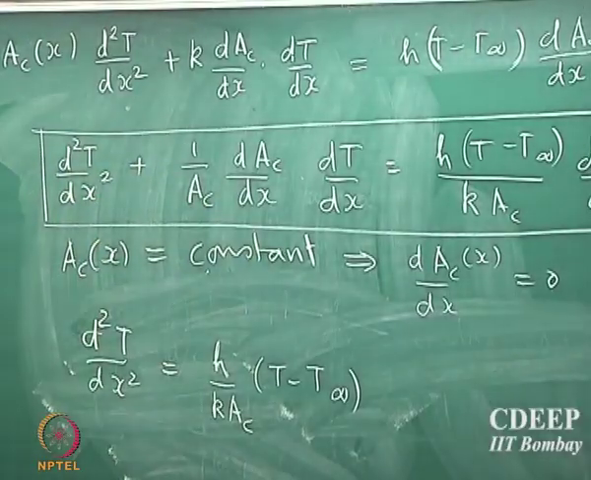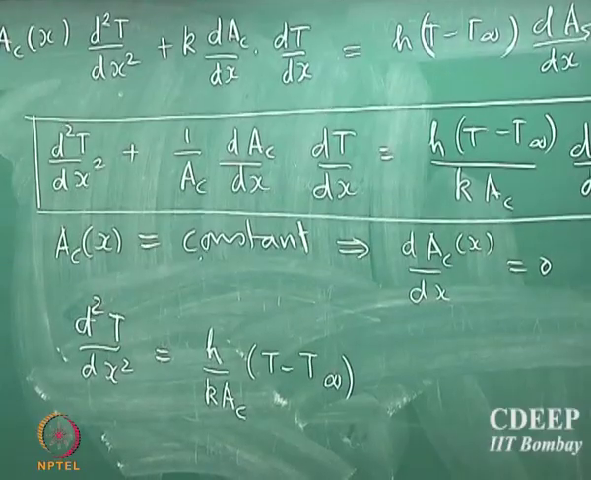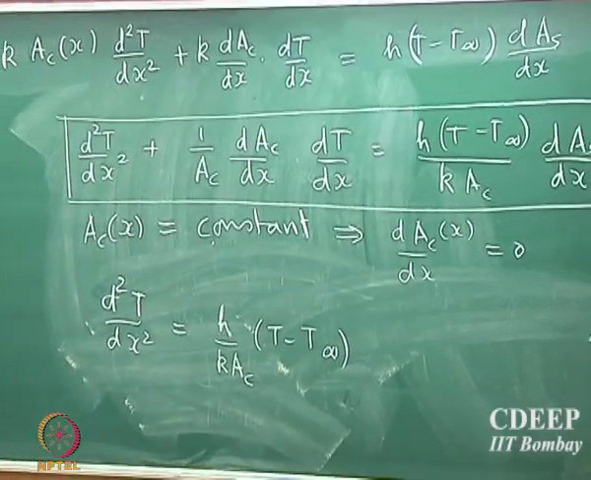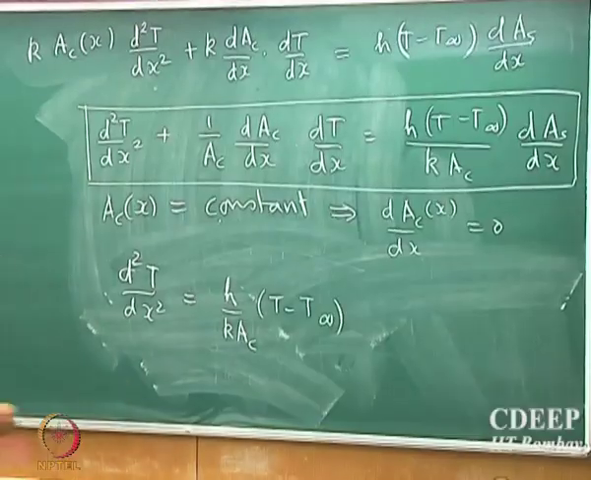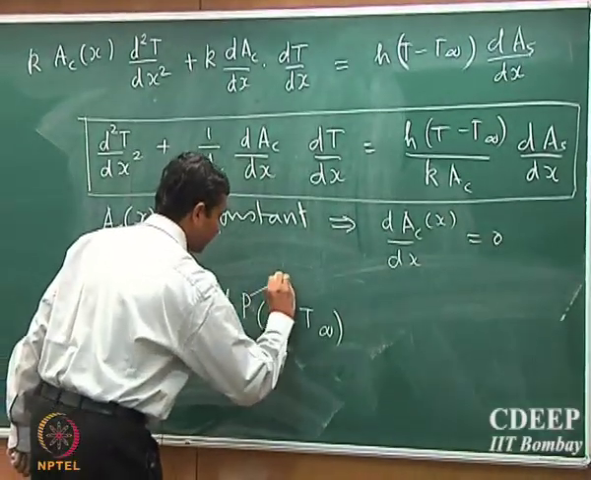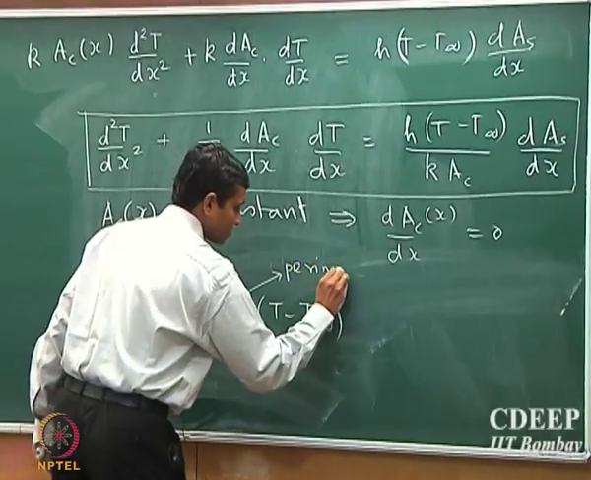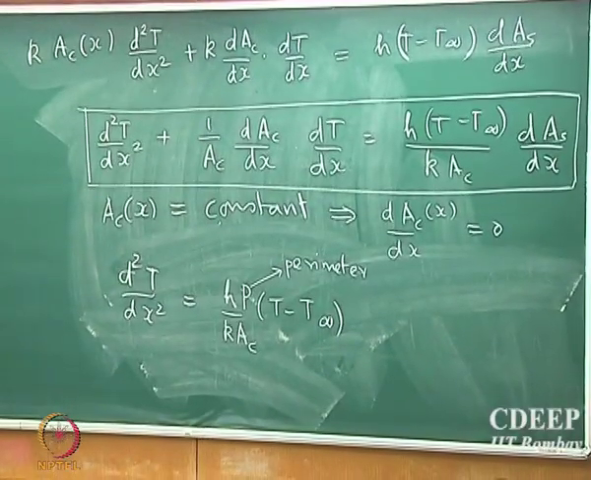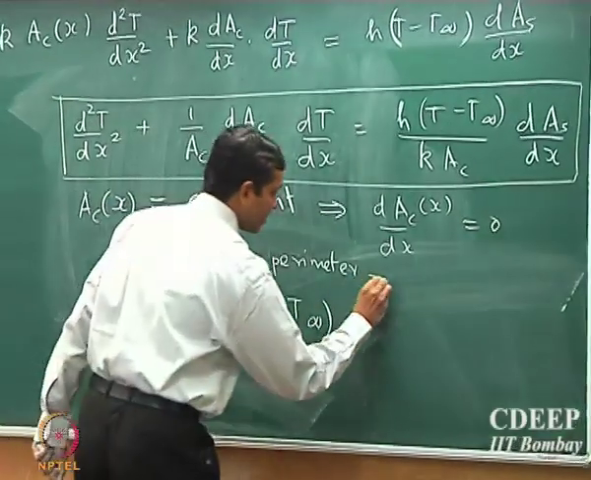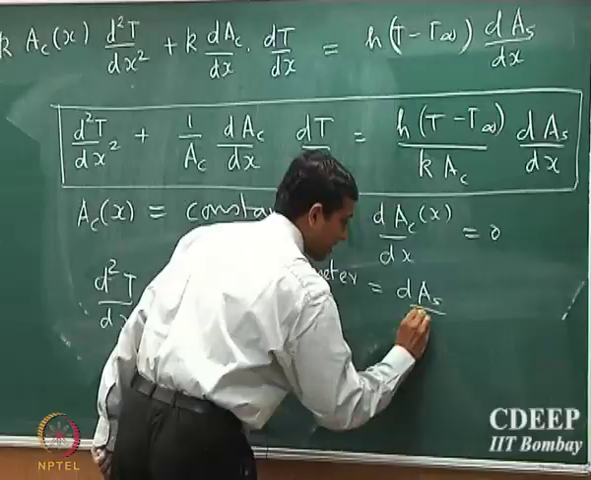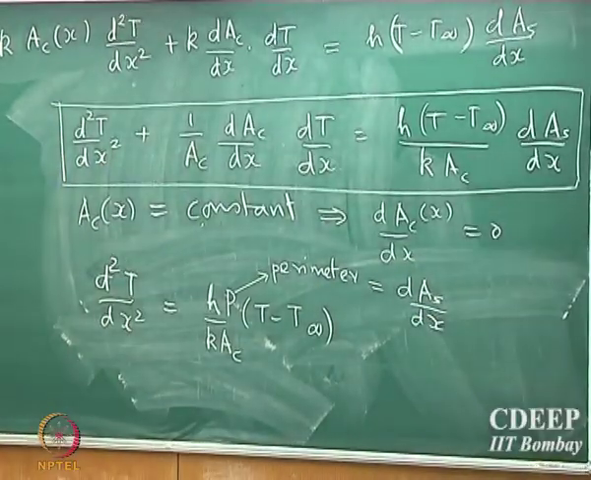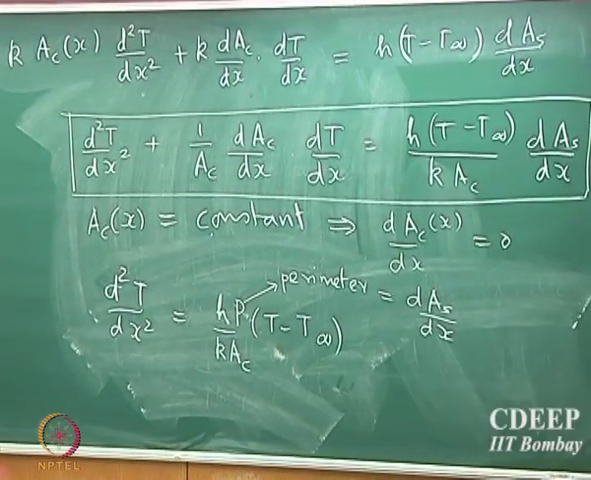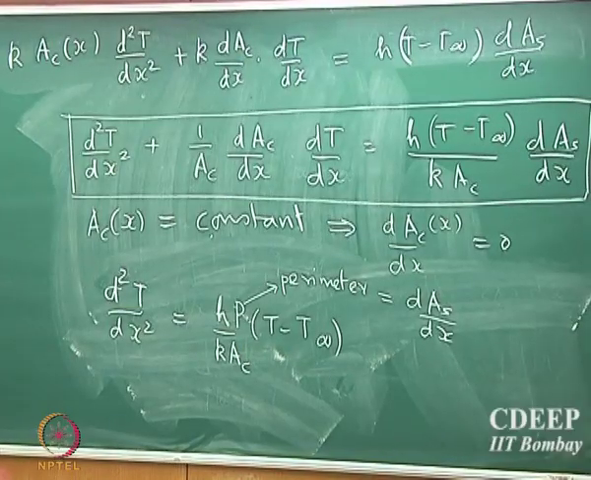What is dAs by dx for constant cross sectional area? It's 2 pi r, the perimeter, right? It's the perimeter. So if P is the perimeter of the fin that you are considering, that should be equal to dAs by dx. The change in the surface area for heat transport is simply the perimeter of that particular fin.